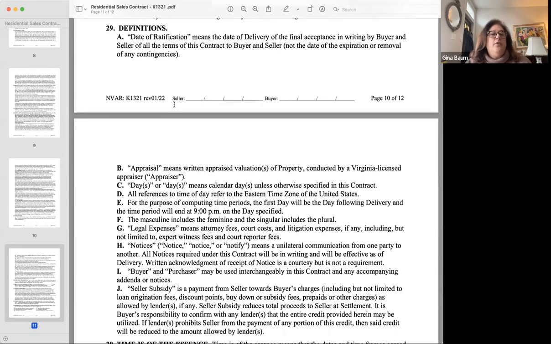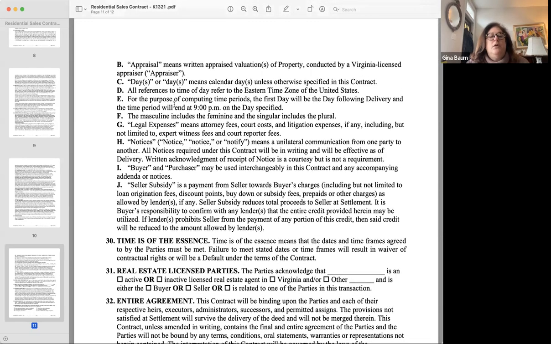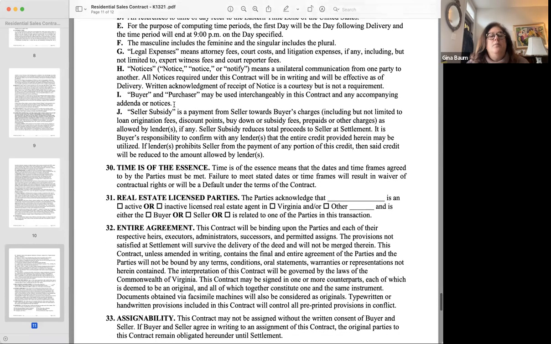So in paragraph 29, we have a bunch of definitions here, what ratification means, what an appraisal means, what days means. Days are calendar days unless otherwise specified in the contract. All references to time of day are Eastern time zone. For the purpose of computing time periods, the first day will be the day following delivery, and the time period will end at 9 p.m. on the day specified. Okay, it's 9 p.m. It's not midnight. Jim Lyons and I have a difference of opinion on this, so let's not tempt it.